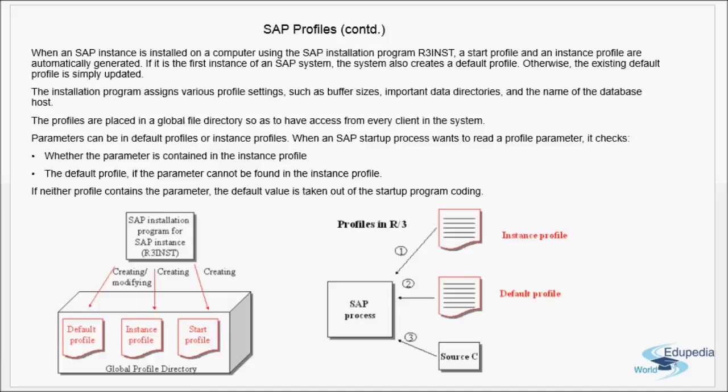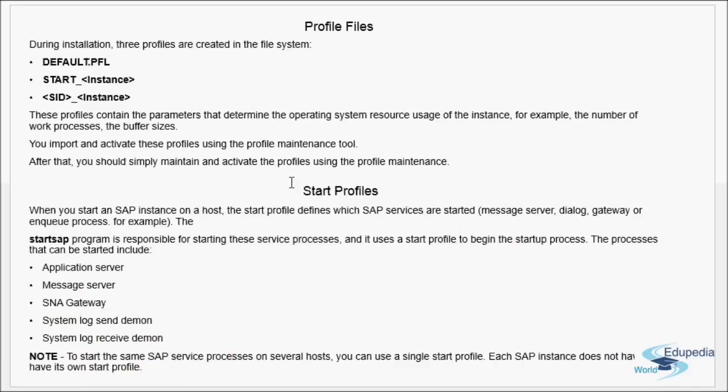That is very important. During installation 3 profiles are created in the file system: the default profile, default.pfl, start_instance, and SID_instance. So 3 profiles, namely the default profile, the start profile, and the instance profile are created. These profiles contain the parameters that determine the operating system resource usage of the instance, for example the number of work processes, the buffer sizes, etc. You import and activate these profiles using the profile maintenance tool. After that, you should simply maintain and activate the profiles using the profile maintenance.